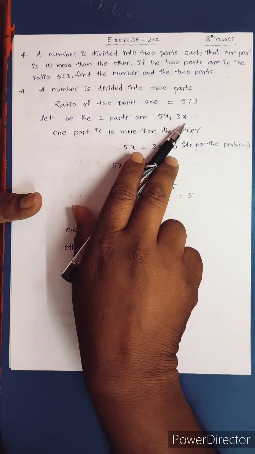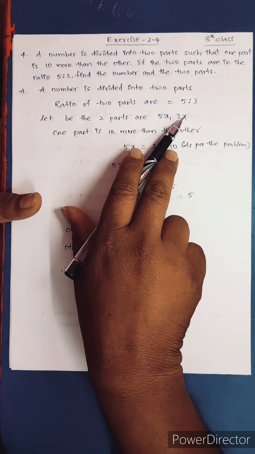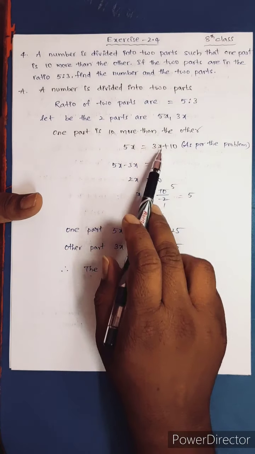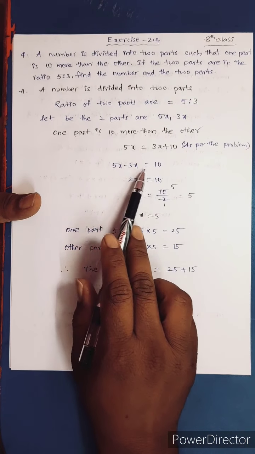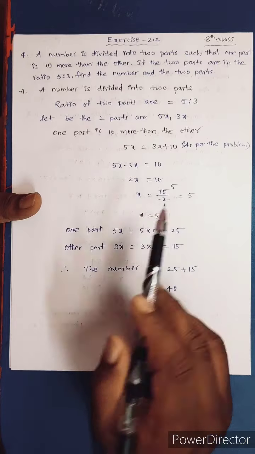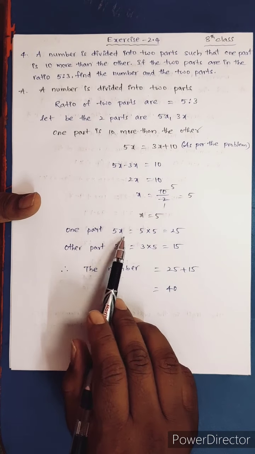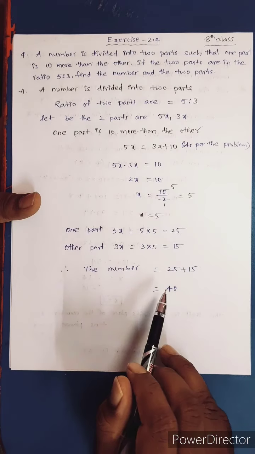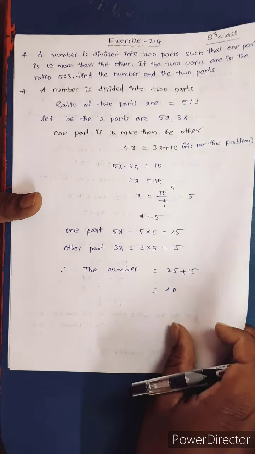So this is 5 parts, this is 3 parts. You add 10 to the smaller number. 5x is equal to 3x plus 10 as per the problem. Take all variables to one side. 5x minus 3x is equal to 10, 2x is 10, x is equal to 5. Then one part is 5x, 5 5s are 25. The other part is 3x, 3 5s are 15. Then the number is 25 plus 15, 40.